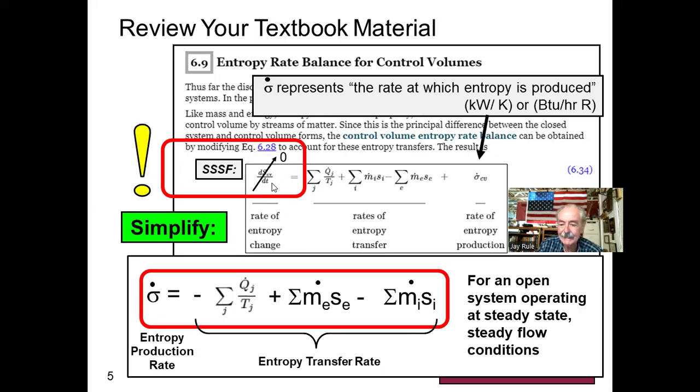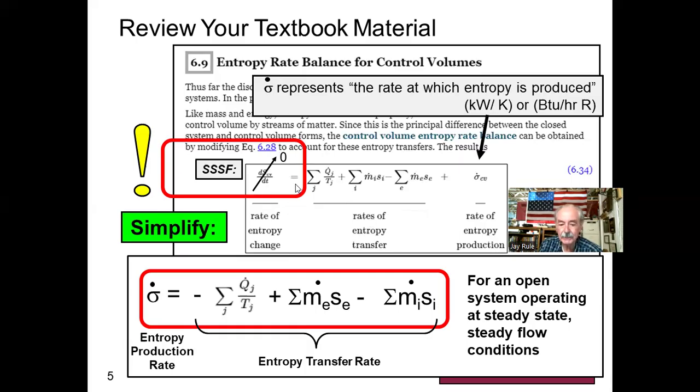Well, we've got steady state, steady flow. So the rate of change of anything is zero. It can be entropy, internal energy, anything. So the left-hand side of this equation 6.34 becomes zero for steady state, steady flow. So zero equals. The next three terms are labeled rates of entropy transfer.